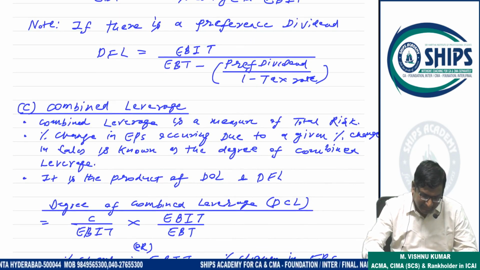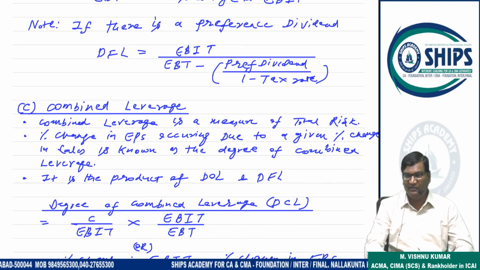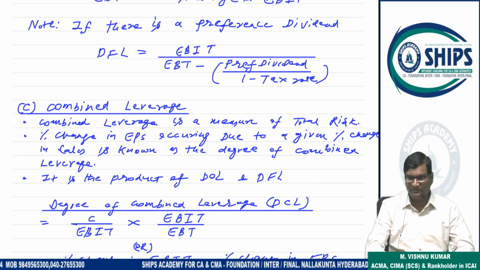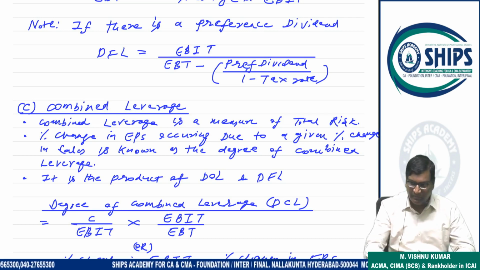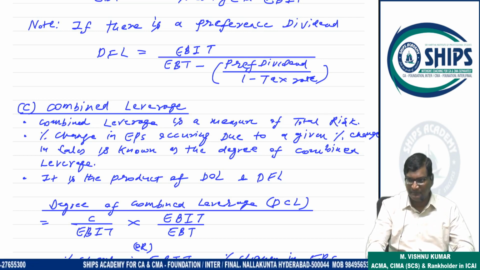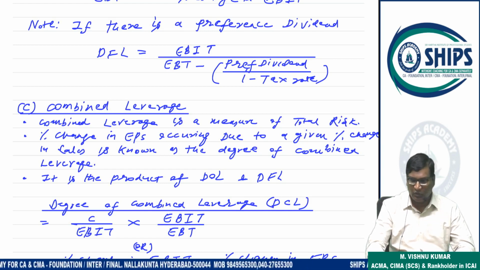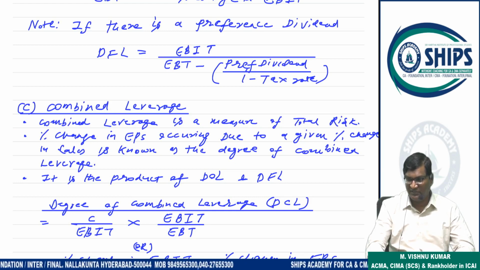So combined leverage is operating leverage into financial leverage. Or directly, if you want to calculate, contribution by EBT, because EBIT will be cancelled from both formulas. Or percentage change in EPS by percentage change in sale, because percentage change in EBIT cancels. So the ultimate formula is what? Percentage change in EPS by percentage change in sale. Combined leverage.